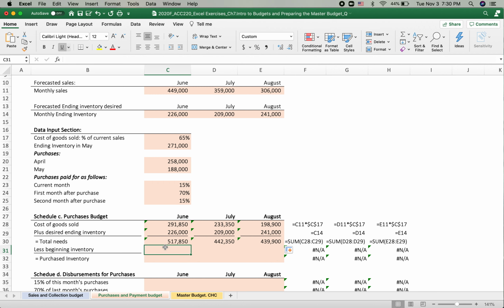Then less beginning inventory, the last month's beginning inventory. So what is the beginning inventory for June? The ending inventory. That's correct. That is the ending inventory in May.